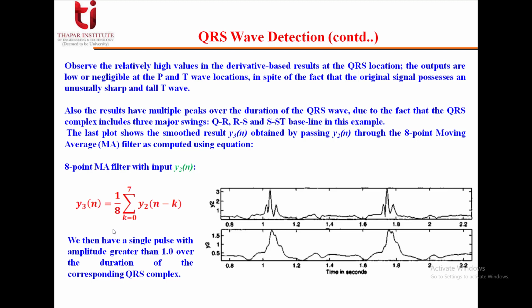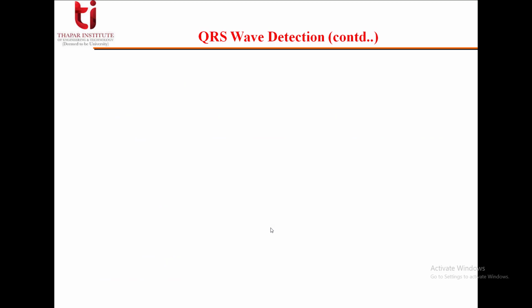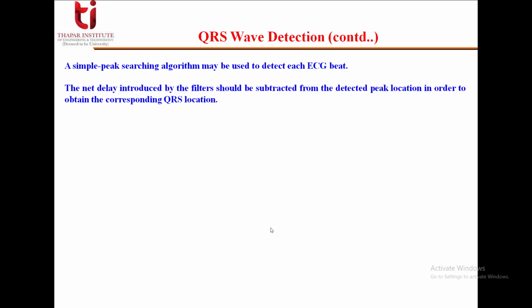We then have a single pulse, if you see in this diagram Y3, with amplitude greater than 1 over the duration of the corresponding QRS complex. So a single peak searching algorithm may be used to detect each ECG beat. The net delay introduced by the filter should be subtracted from the detected peak location in order to obtain the corresponding QRS location.